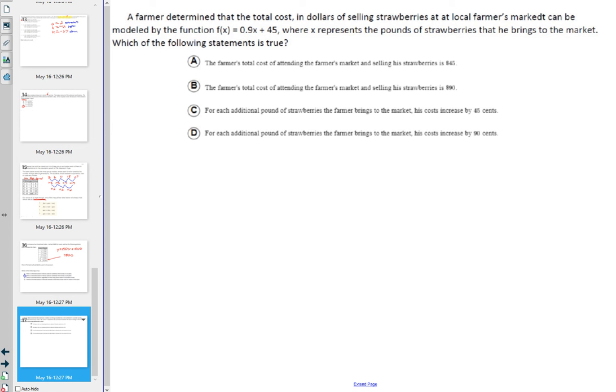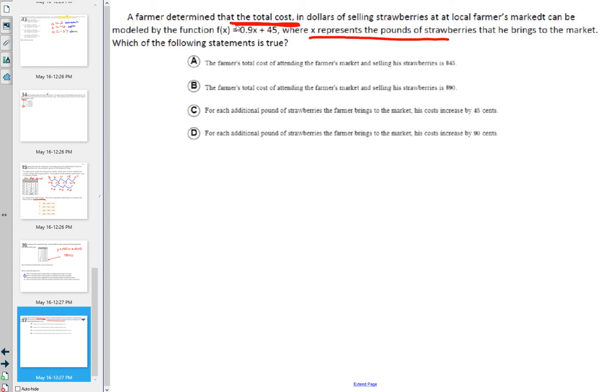Last one, a farmer determined that the total cost in dollars of selling strawberries at a local farmer's market can be modeled by this function where X is the pound of strawberries that he brings to the market. Which statement is true? All right, so f of X is the total cost. Like, this is how much it's going to cost him to sell strawberries. And X is the pounds of strawberries. So the farmer's market total cost of attending the farmer's market and selling his strawberries is $45.